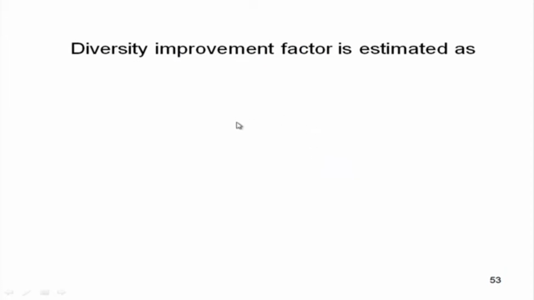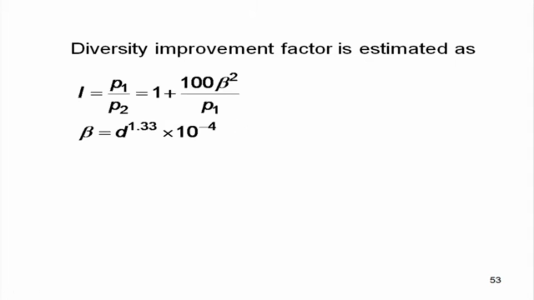Similarly, the diversity improvement factor can be estimated, that is I equals P1 by P2, the ratio of the probability of single-site to joint diversity, which is equal to 1 plus 100 beta squared by P1. Beta is modeled in terms of distance d as d to the power 1.33 into 10 to the power minus 4. This is again the model given by ITU.